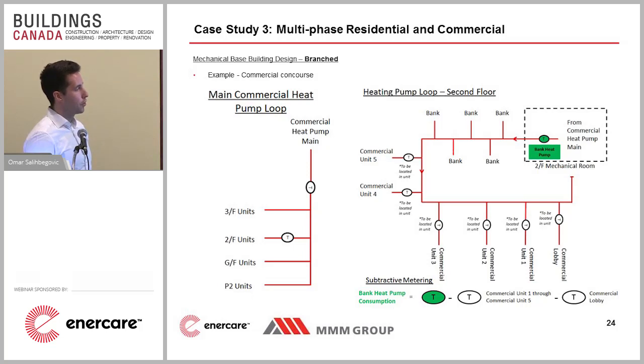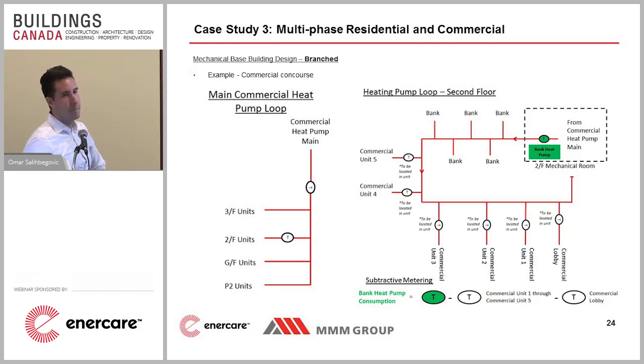We've also installed one thermal meter on the main loop for the 2nd floor. If we take a look at that main loop over here on the 2nd floor, you'll see this meter in green is the exact same meter over here on this side. Why did we do it this way? You have a bank that has multiple heat pumps inside. Then you also have, on the 2nd floor, individual commercial units. So we said, okay, we put one main thermal meter at the input of this floor, and we put thermal meters on each of the individual commercial units.